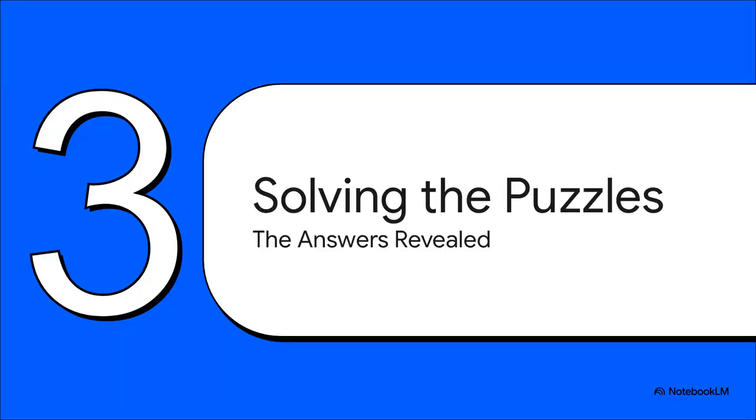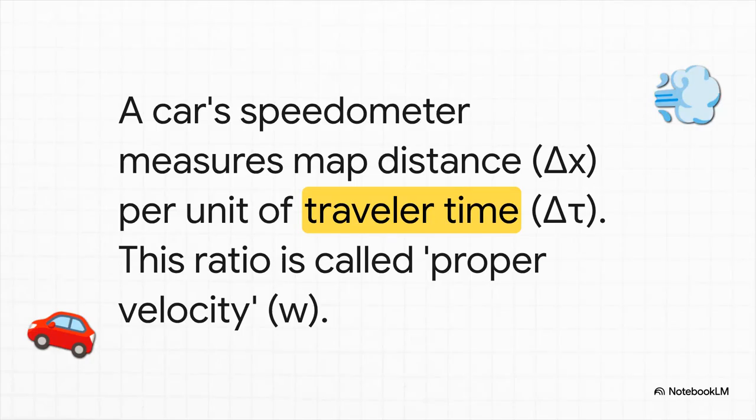All right, so now we've got our simple toolkit. 1 map, 2 clocks, and 1 rule. Let's go back and crack those puzzles wide open. So that speedometer, what's it really measuring? It's measuring the distance you've covered on the map, yes, but it divides it by the time that's passed on your clock, the traveler's clock.